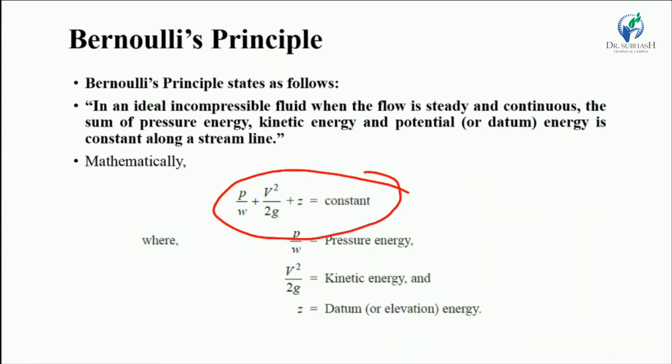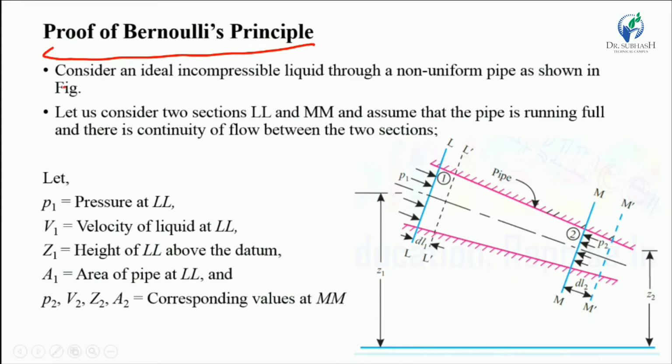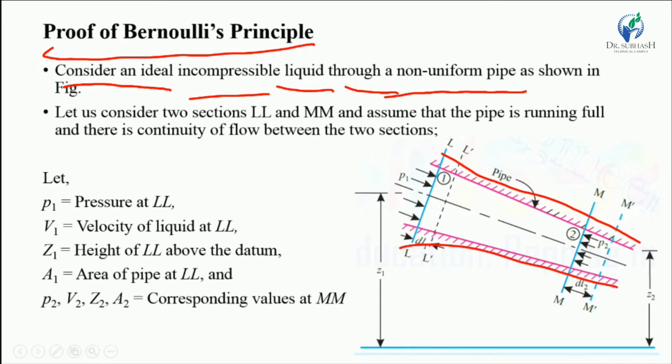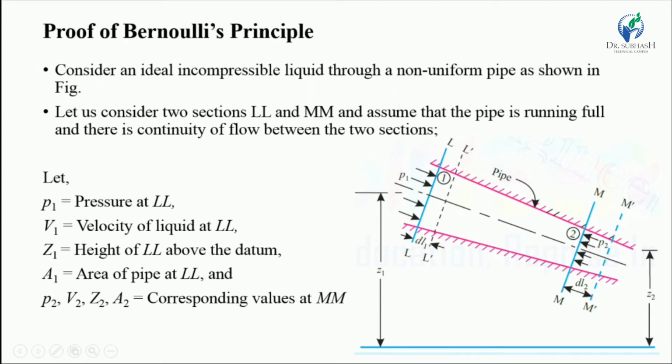This equation we prove now. Consider the ideal incompressible liquid flowing through a non-uniform pipe as shown in the figure. The cross section of the pipe is not uniform as mentioned. Now consider the two sections LL and MM on the pipe, and the flow is continuous. P1, V1 are the pressure and velocity at section LL. Similarly, P2 and V2 are the pressure and velocity at section MM.